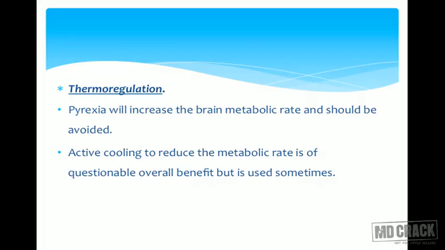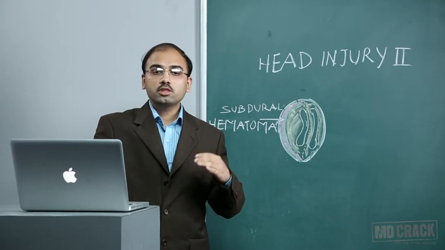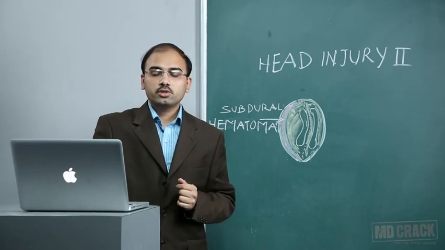Thermoregulation. This is an important part. Pyrexia will increase the brain metabolic rate and it should be avoided. Active cooling can be used to reduce metabolic rate; it is of questionable benefit overall but is used sometimes. So active cooling can be tried in patients where you suspect raised intracranial pressure.